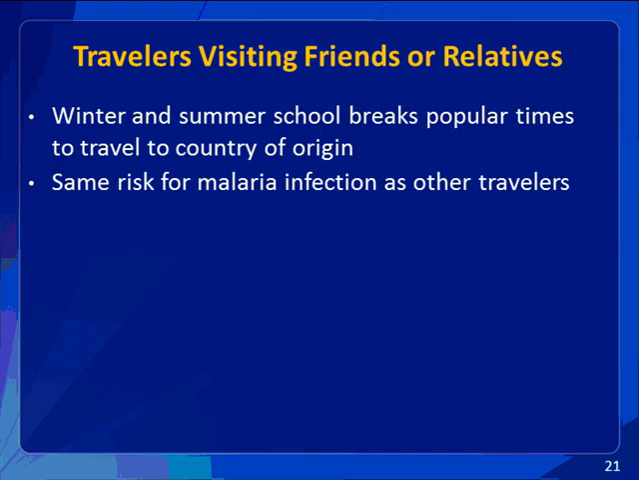Around 70% of U.S. malaria cases occur in travelers that are visiting friends or relatives. Winter and summer school breaks are popular times for travel to the tropics. Many travelers may choose these seasons to return to their countries of origin, sometimes taking their children to meet grandparents and other family and friends.